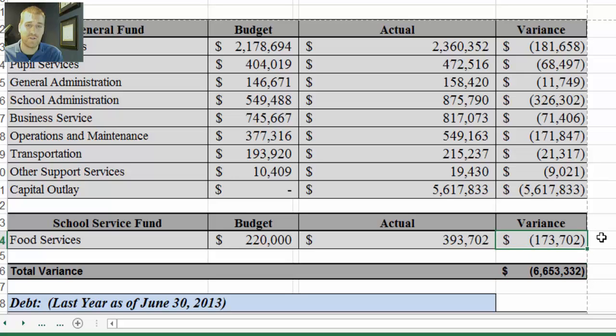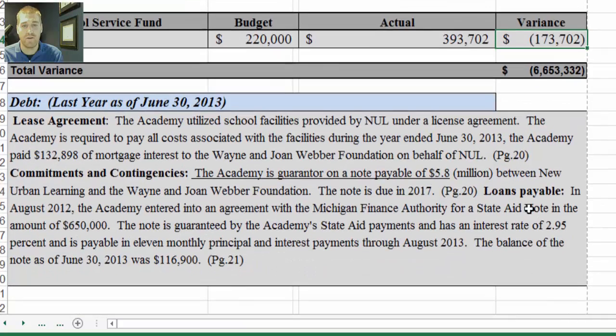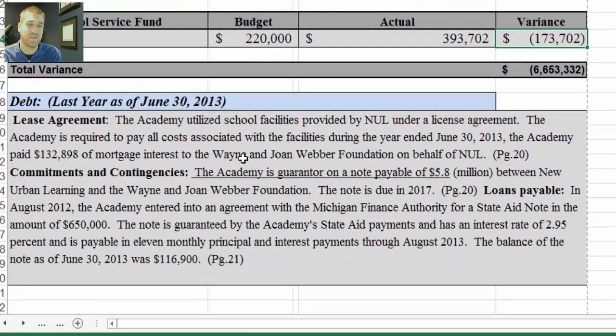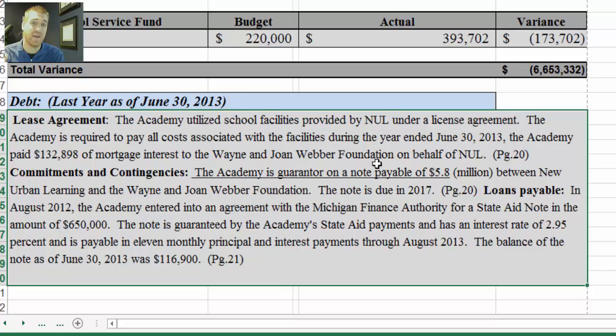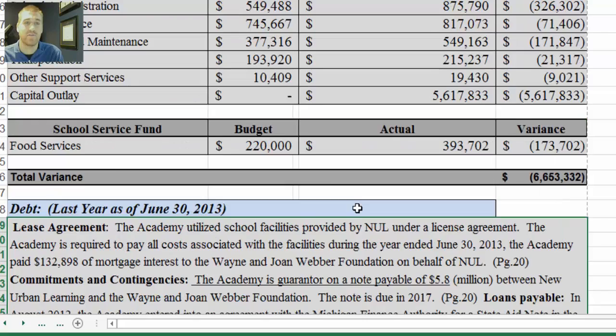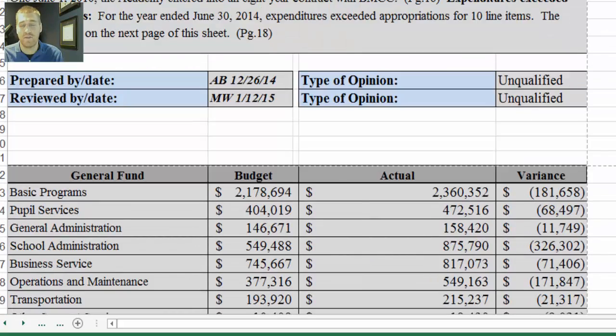There was also a little bit in the food service fund. And then I printed this down here as the last year debt information that I had up, side by side, so I could show you side by side. But you can review it like that. So just take this sheet and put it side by side or whatever. And this is reviewed by someone else in the office.